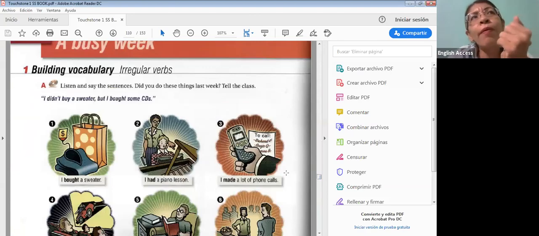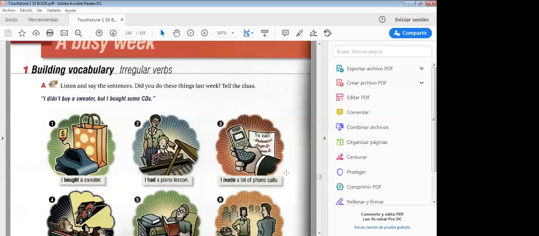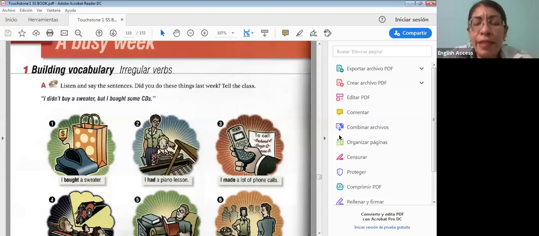Yesterday we talked about what we did last night. So this time, in this lesson, we're going to talk about what we did last week, okay? So let's see, Perla, what did you do last week? Last week. Try to use the verbs that we saw yesterday. So what did you do last week?